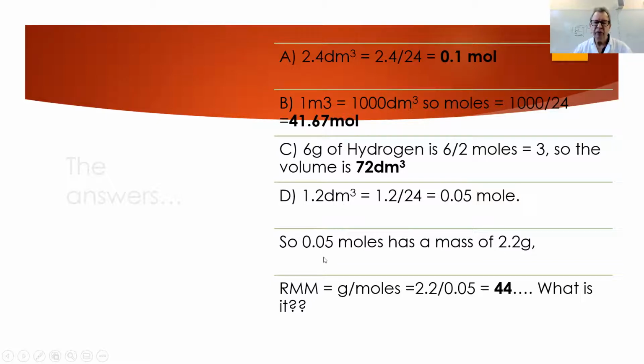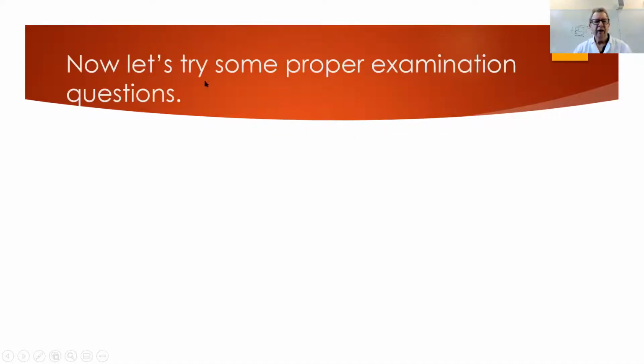So if 0.05 moles has a mass of that, then we can put it into the first triangle, where moles are grams over RMM. So I've got the moles here, I've got the grams, which goes at the top. So the RMM is going to be that over that, which comes out as 44. Anybody got any idea what it is? Yep. It's carbon dioxide.